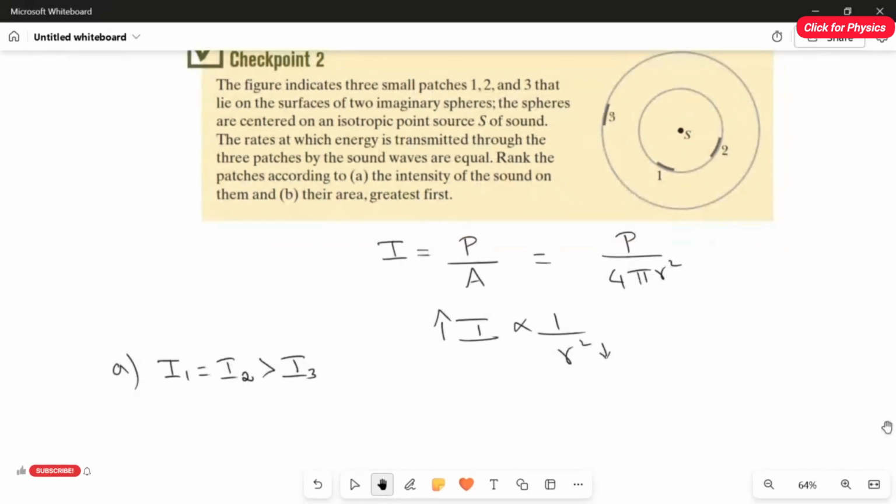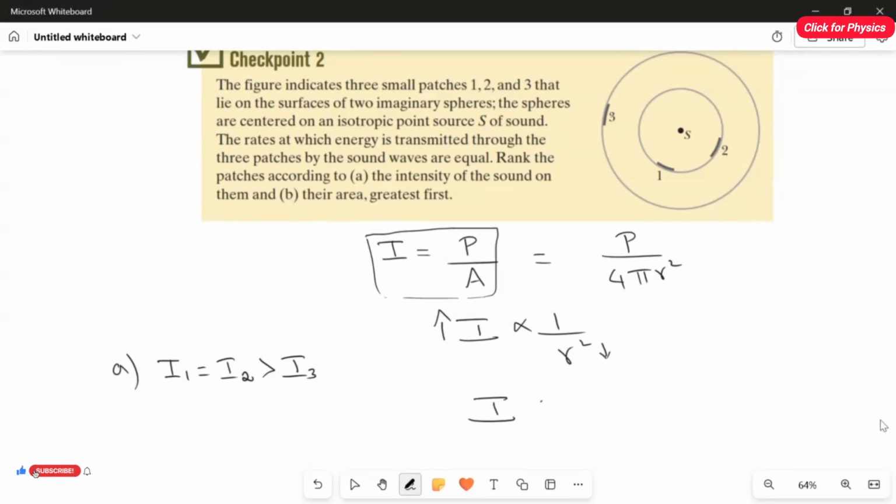When you come to the second part, we have to give the greatest first for the area. Again, we can use this rule. They mentioned the power at the three patches is equal. That means the sound emitted from the sound source, when it enters patches 1, 2, and 3, the power is nothing but the energy over time. They have already clearly given the information: the power at points 1, 2, and 3 are equal. So now we have to see the second part.